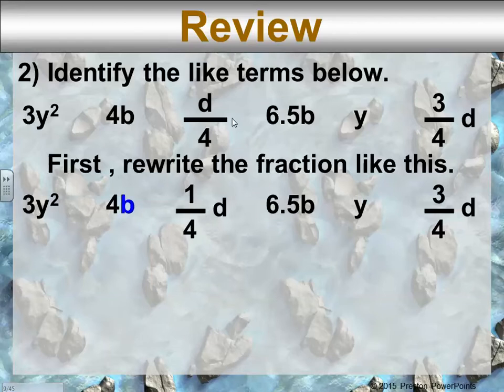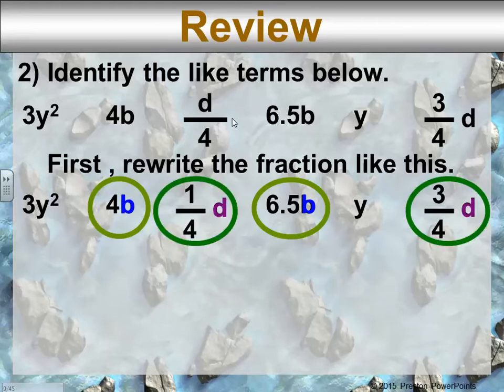So then let's look at what are like terms on this page. So everything with a b, everything with a d. Okay, so those are like terms. And then notice 3y squared is not the same as y. This is 3 times y times y. This is just 1y. Okay?